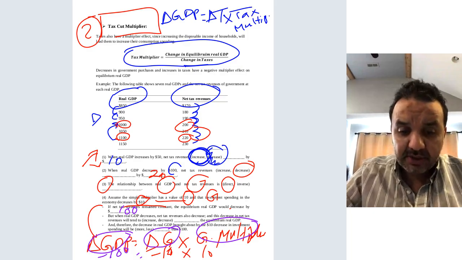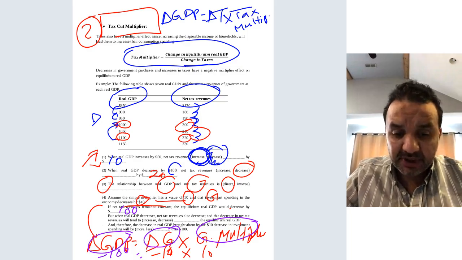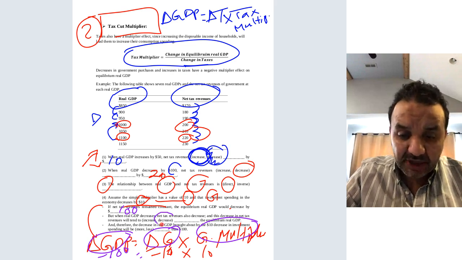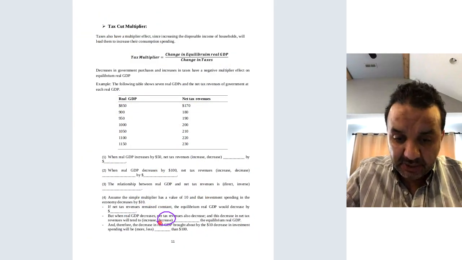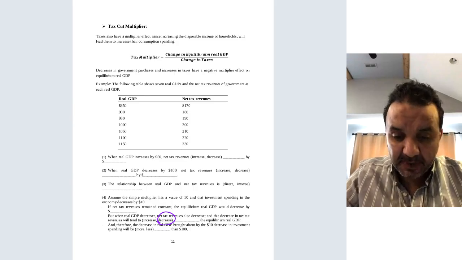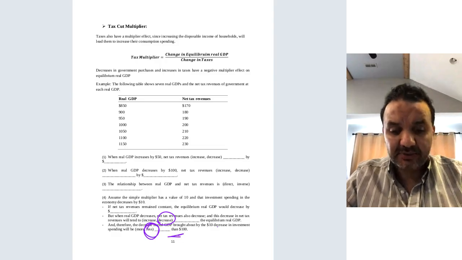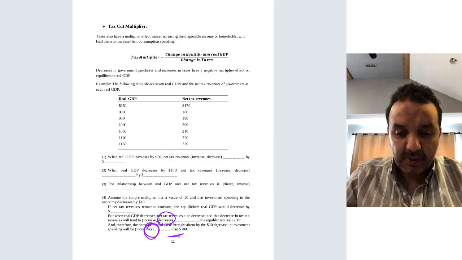Okay, let's continue the question. But when the GDP decreases, the net tax revenue also decreases. And this decrease in net tax revenue will tend to decrease the GDP further. So the decrease in GDP brought by the 10 decrease in investment will be less than 100.